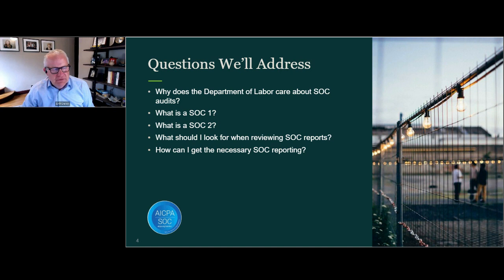But from a retirement plan perspective, we're going to talk a little bit about the Department of Labor and why this issue of system and organizational controls continues to gain acceleration as a concern for retirement plan sponsors and their fiduciary obligations. We're going to talk about the definition of what a SOC 1 and a SOC 2 are. And as plan sponsors and users of that data, what you should be looking for when reviewing SOC reports, and how you can get the necessary SOC reporting from the vendors that you work with.